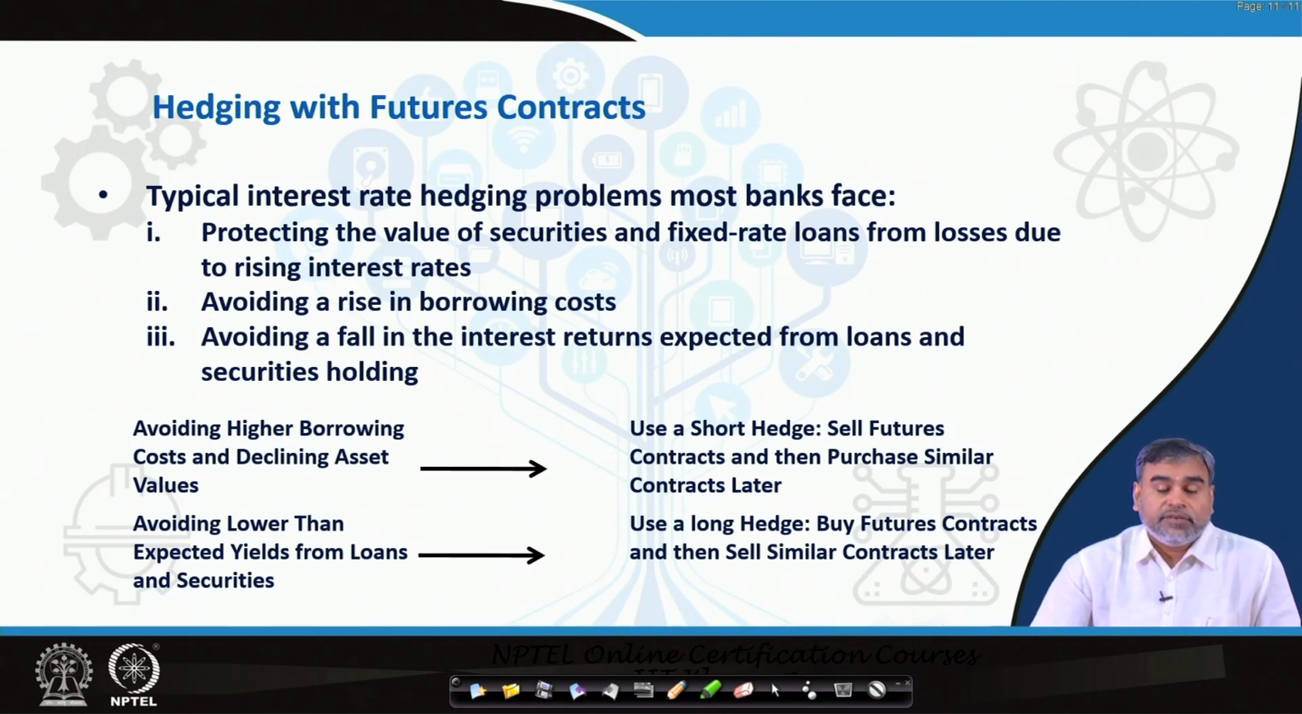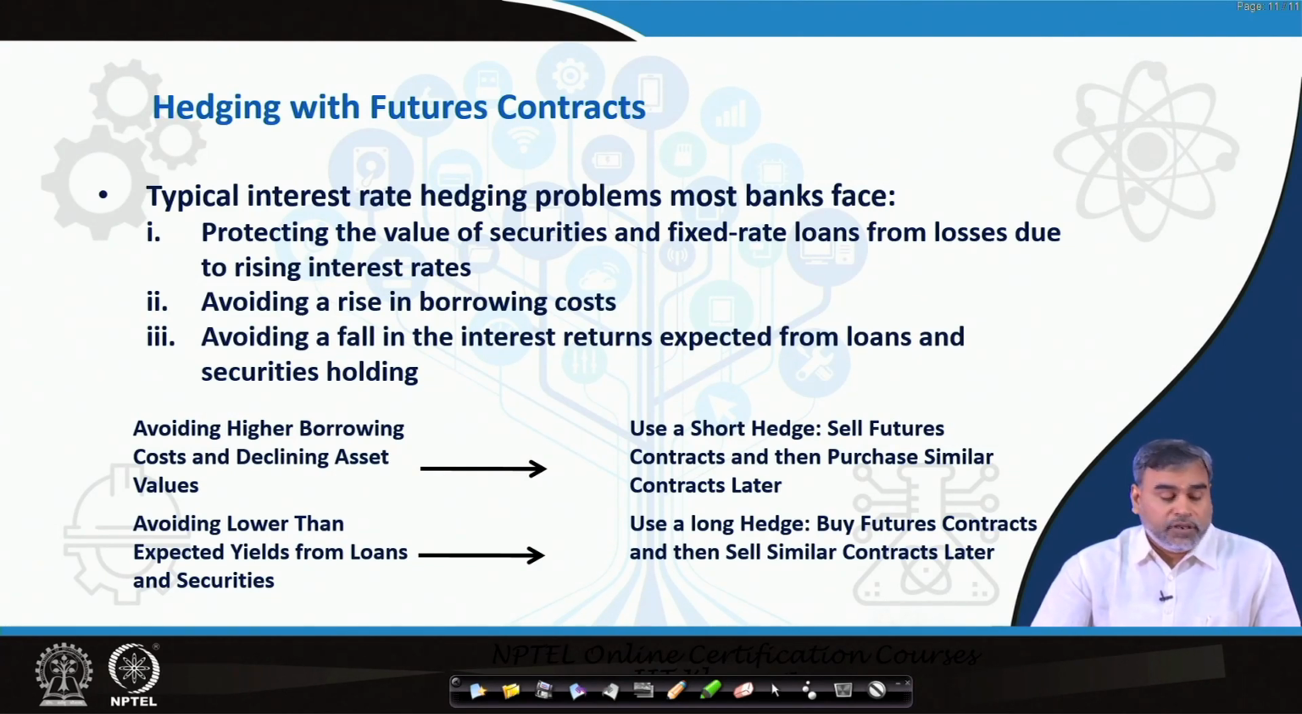They can avoid the rise in borrowing cost in the market, because they can lock the interest rate from today. So, even if there is a change in the interest rate in the future, they are not going to be affected by that. They can also avoid a fall in the interest returns expected from the loans and the securities they are holding. So, if any commercial bank wants to avoid higher borrowing cost and declining asset values, then go for a short hedge: sell the futures contract and then purchase the similar contracts later.